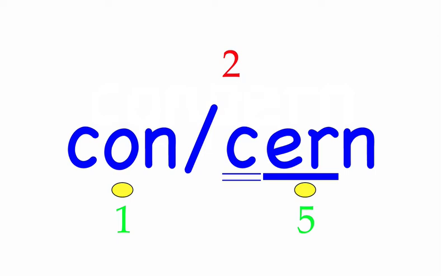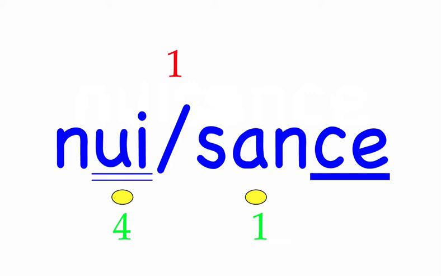Nuisance. Nuisance. That barking dog is a real nuisance. Nuisance. Now for spelling, let's pronounce it nu-sance. Nu has 2 sounds. N, oo. Sance, 4 sounds. S, a, n, s. Nu-sance. Mark the word. Nu-sance. And the word is nuisance.